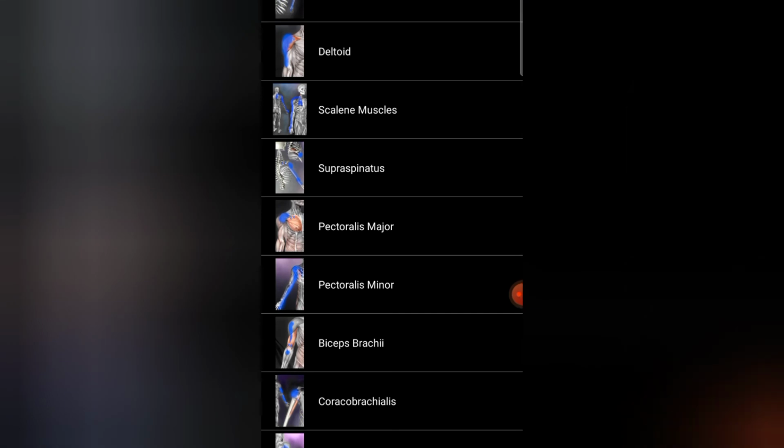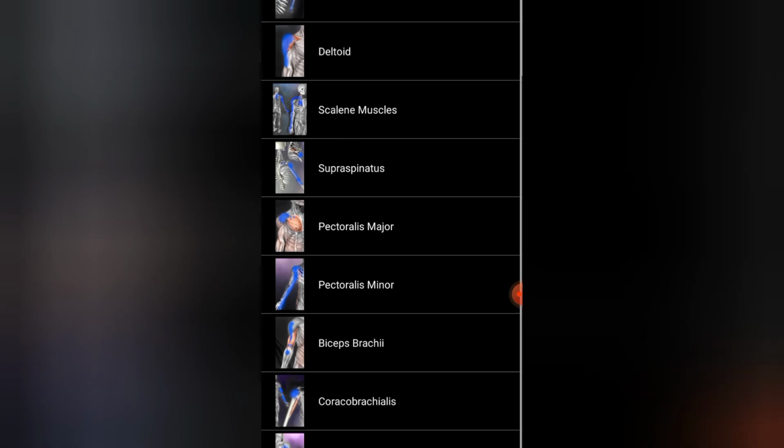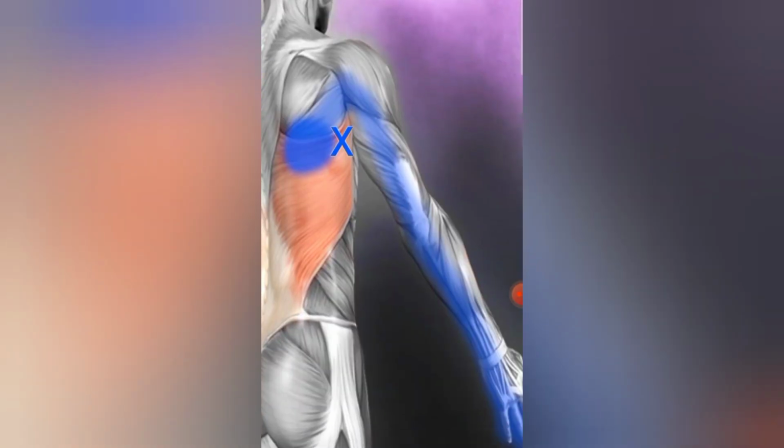Then the last muscle is the latissimus dorsi. This muscle refers pain into the inferior scapular area with spillover down the posterior arm and hand. Unusual points refer inferiorly and sometimes into the anterior shoulder.